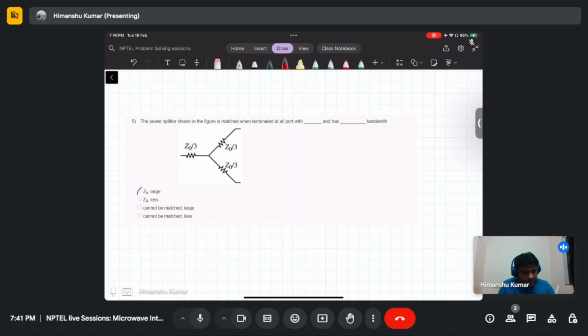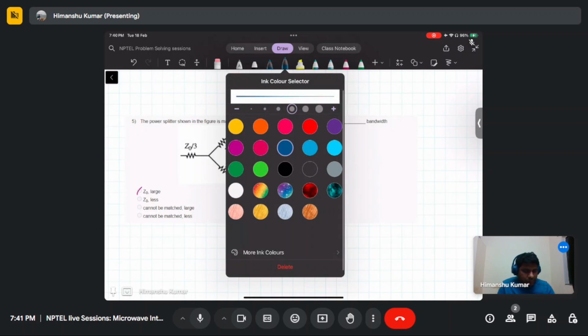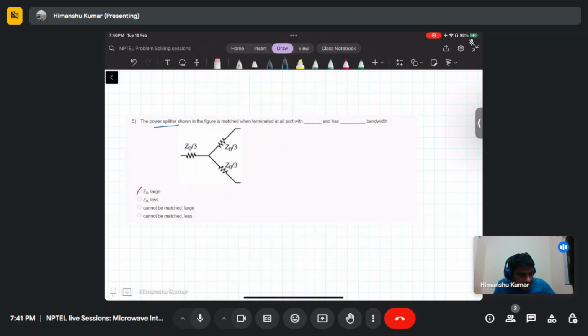The power splitter shown in the figure is matched when terminated, with output terminated with Z naught, and has a large bandwidth. If you terminate this port and there is no reflection, then basically it's the perfect power splitter. And if there are some reflections, then it couples some power to the other port.